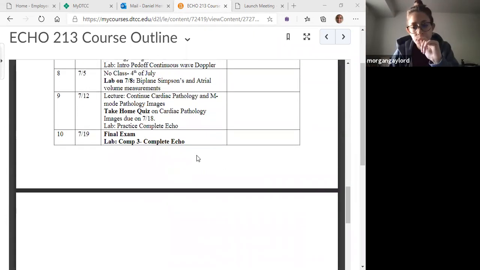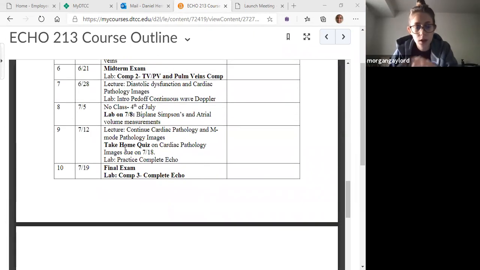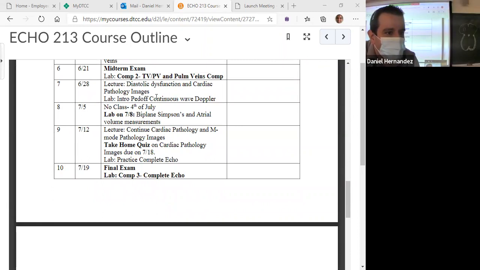Okay, cool. And then for our class after the PDOF, we'll get into some of the biplane Simpson's, so measuring systolic function, as well as atrial volume measurements, what measurements we need to take to calculate atrial volumes when we trace the atria. And then we're going to put it all together and practice a complete echo from A to Z. And then your final comp would just be performing a complete echo.